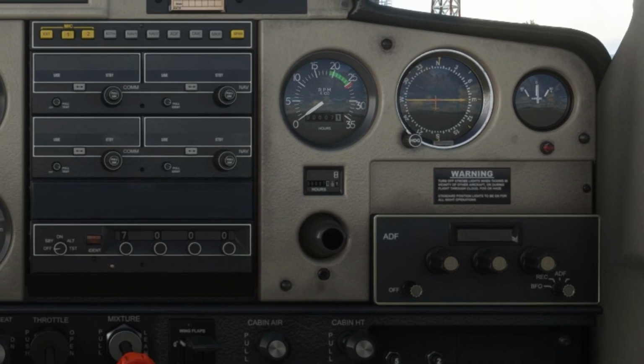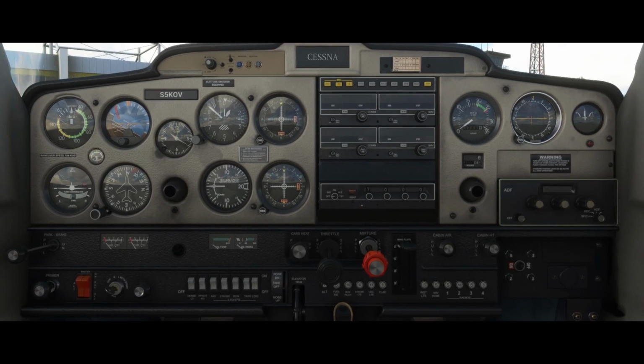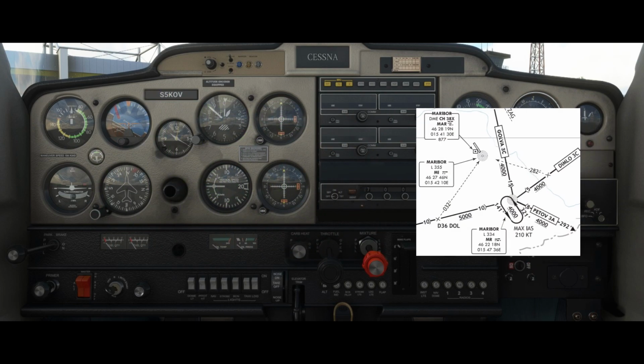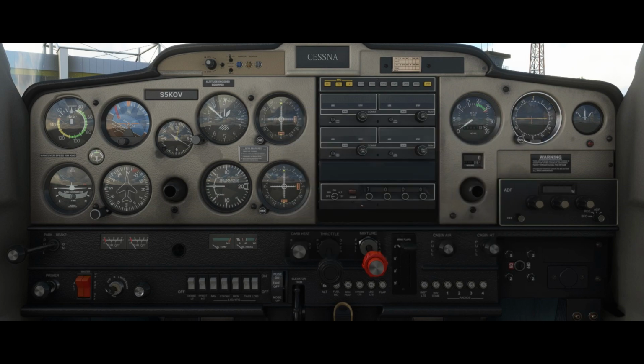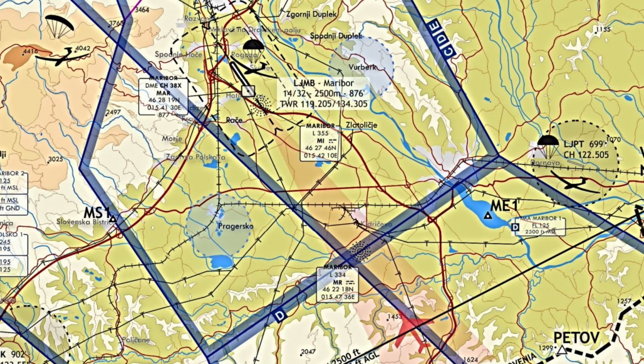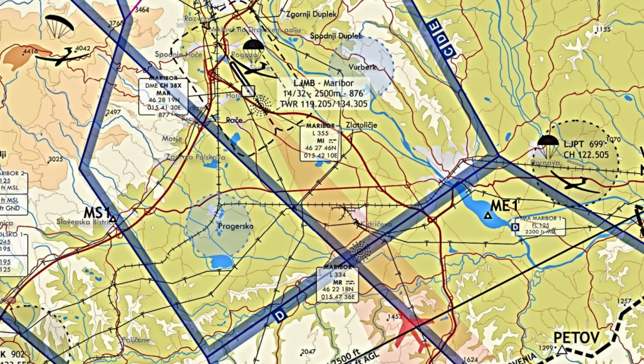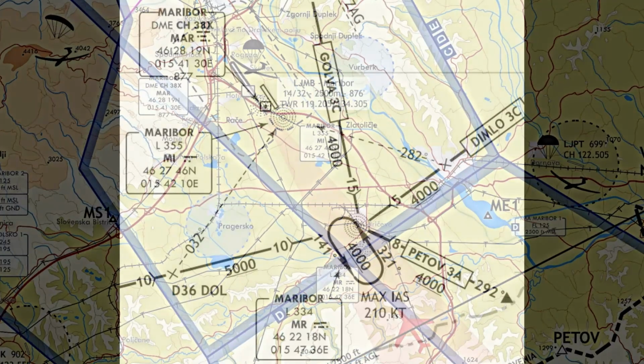Since pictures and video tell more than hundreds or thousand words, I will jump in the cockpit and check our charts for Maribor Airport, and then we will see what we can do. Here we have VFR chart from Maribor Airport. There are two non-directional radio beacons in Maribor Airport. These two NDBs are called Mike Romeo and Mike India. They emit radio signal in all directions at all time.